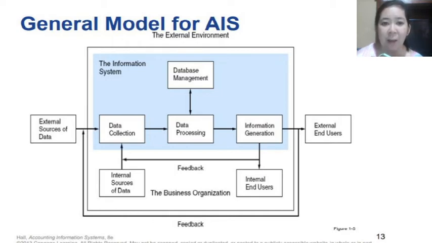So this is how an AIS in an organization is. This is an ideal or general model. So with this, if an entity has this model, they will understand how the information or the data are collected and where they are coming from and how they should be processed. So they have the understanding that these are the factors that affect the information system.